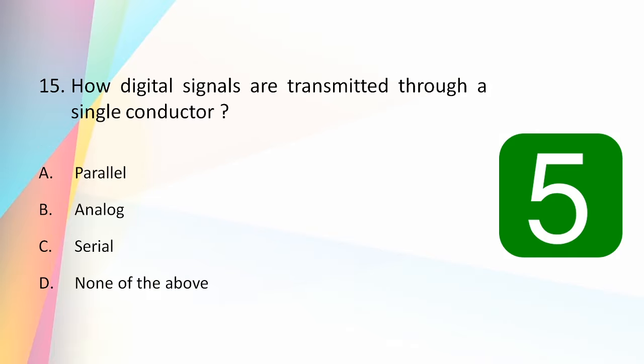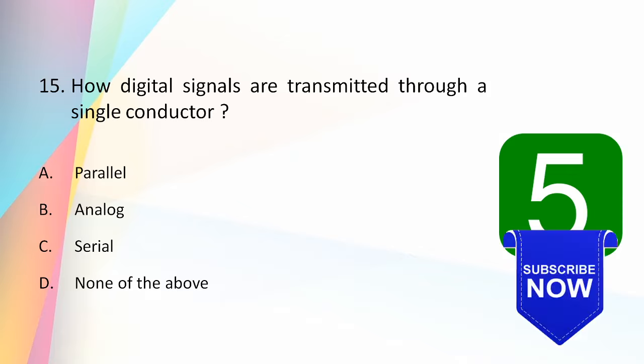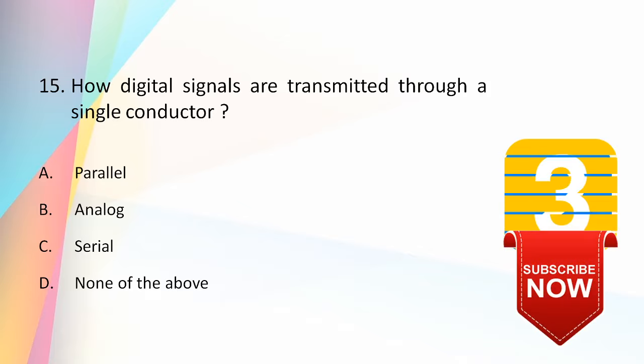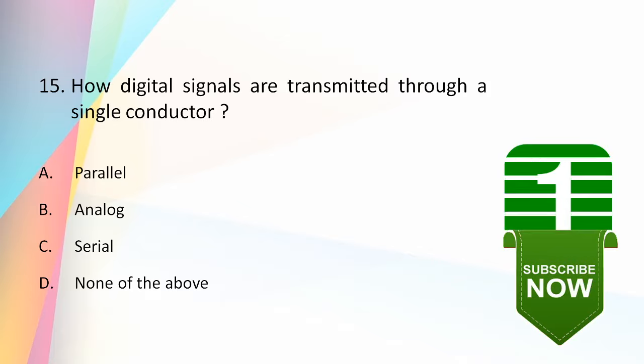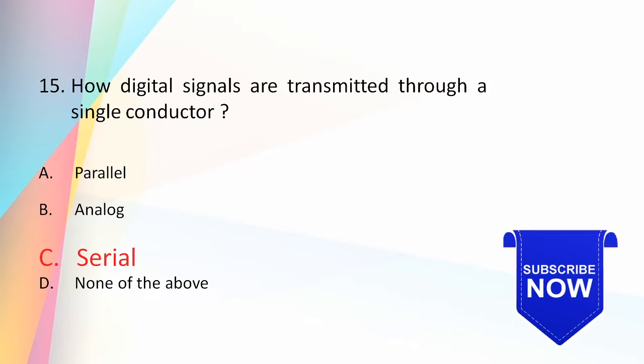How digital signals are transmitted through a single conductor? Parallel, analog, serial, none of the above. And here you go. The answer is serial. So over a single conductor, digital signals are transmitted in serial order.